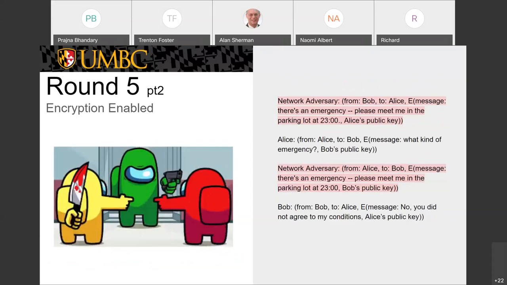Now the adversary just gets rid of it and says, hey, we need to meet at the parking lot at 11 o'clock. And Alice, not actually having ever received the protocol that Bob had created, just agrees and says, all right, are you sure? Okay. And the network adversary then forwards the same thing to Bob, but Bob, having known the protocol that he had created, refuses. This is demonstrating the importance of having a protocol beforehand and not trying to create it on the network. Next slide.